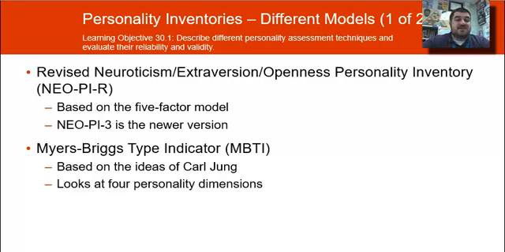There's the revised NEO Personality Inventory, or the NEO-PI-R, which stands for neuroticism, extroversion, openness, and there's a NEO-PI-3 that is the newer version that can also be used with adolescents, and it's easier to read. This one is based on the five-factor model, so that's what you should know about the NEO-PI-R and the NEO-PI-3. The MBTI is by far one of the most popular because it's based on the ideas of Carl Jung, and it looks at four different personality dimensions.